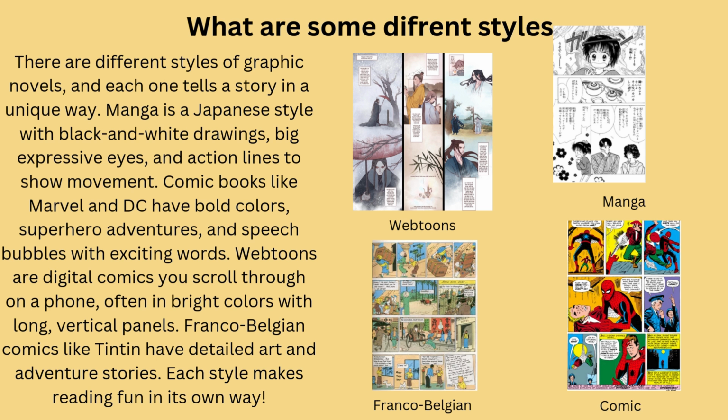There are different styles of graphic novels and each one tells a story in a unique way. Manga is a Japanese style with black and white drawings, big expressive eyes, and action lines to show movement. Comic books like Marvel and DC have bold colors, superhero adventures, and speech bubbles with exciting words. Webtoons are digital comics you scroll through on a phone, often in bright colors with long vertical panels. Franco-Belgian comics like Tintin have detailed art and adventure stories. Each style makes reading fun in its own way. Here are 4 examples of the 4 different styles.